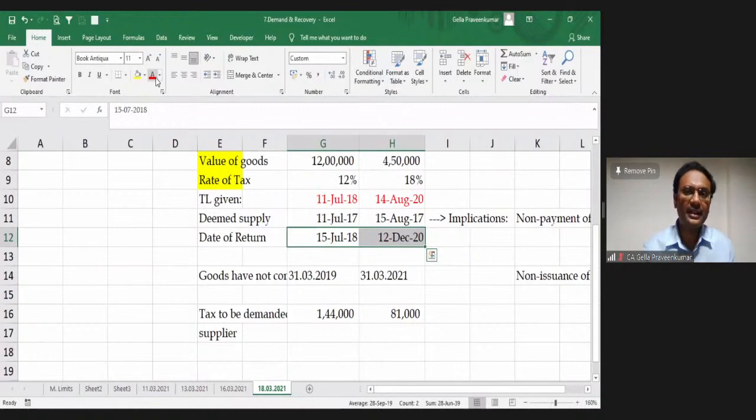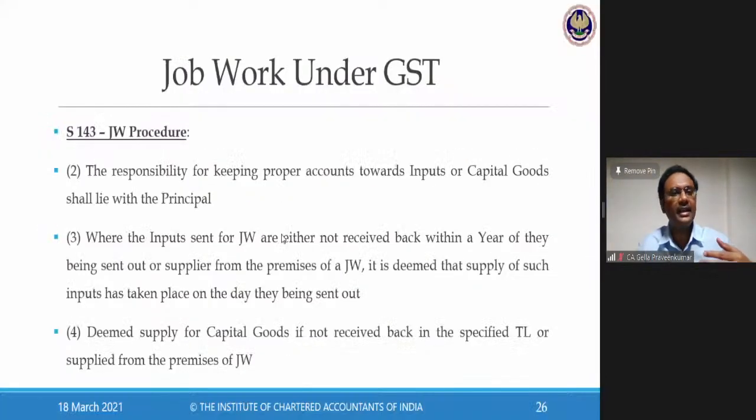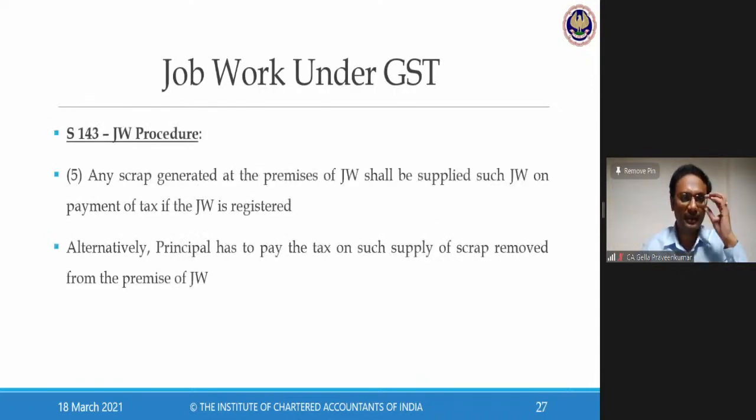So for that reason, wherever you do audit, please keep in mind to recommend to your assessee, ensure that within a year, within 3 years, the capital goods or inputs do come back after job work. Next.